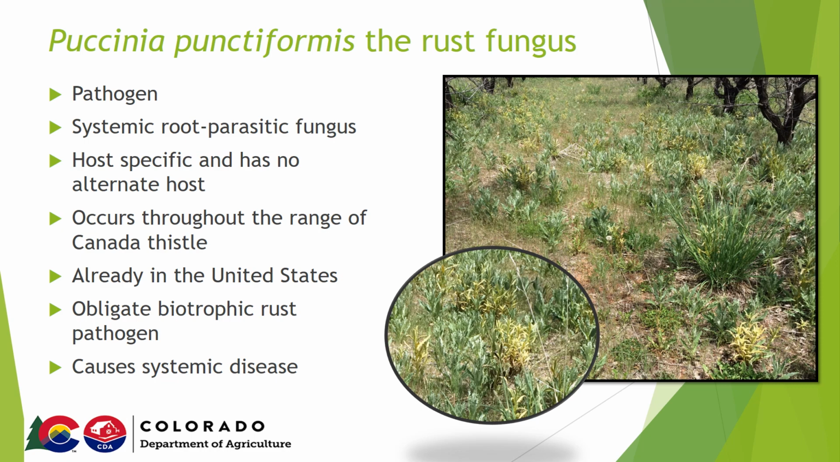This is a list of attributes regarding Puccinia punctiformis. It is a pathogen. It is a systemic root parasitic fungus. It is host-specific and has no alternate host. It occurs throughout the range of Canada thistle. It is naturalized in the United States and probably got here about the same time Canada thistle got here from Eurasia. It's an obligate biotrophic rust pathogen, so it is entirely dependent on living Canada thistle plants to complete its life cycle, and it's a cause of systemic disease that can ultimately kill the plant.